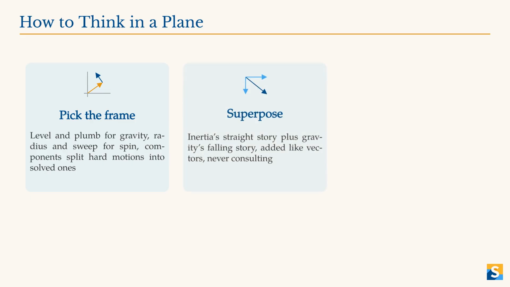Second, superposition is a weapon, not just a word. Inertia writes a straight story. Gravity writes a falling story. The truth is their sum, added like vectors at every instant, with neither story ever consulting the other. The monkey bet its life against that independence, and lost.